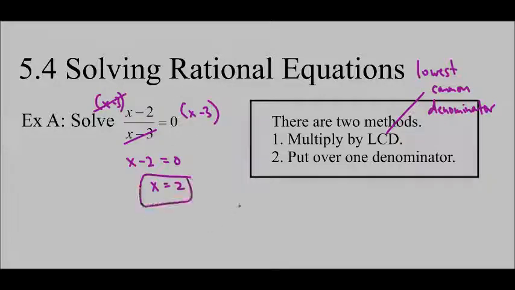The only thing is we have to worry about our restriction, so we'll just write x is not equal to 3. This is our restriction whenever the denominator is equal to 0. That's what we have to worry about, so we'll just write our restrictions in.